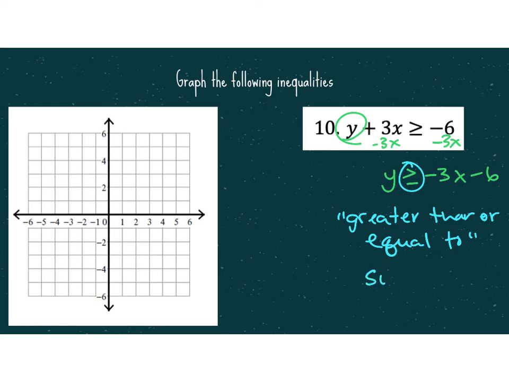and that means I have a solid line, and I'm shading up because I want values above it. I'm including the values on the line. That's where I get the or equal to part, and I'm shading up from the greater than part. Okay. So -6 is my y-intercept.